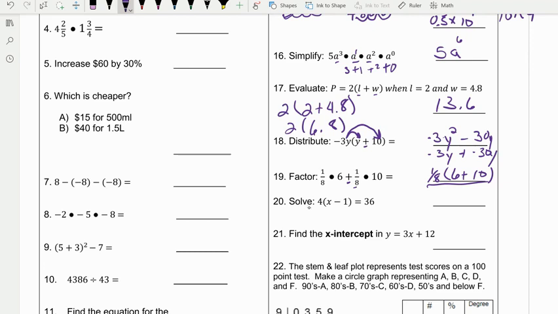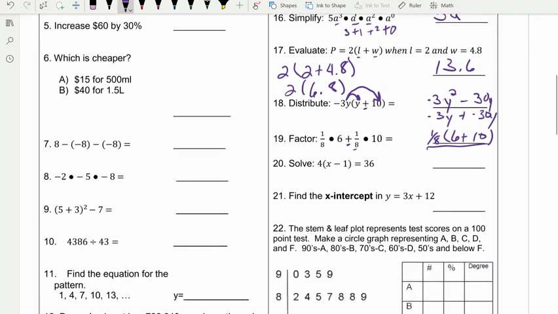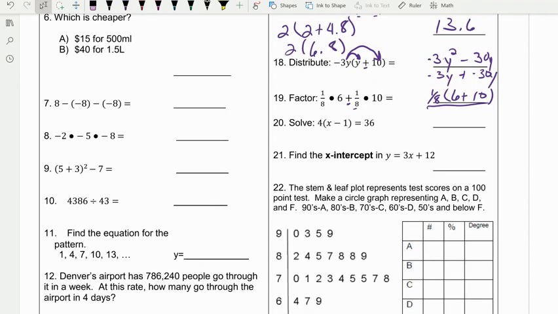All right, number 20, you are going to solve, right? So here we have multiplication, and we can get rid of multiplication by division. We can undo that, so we're going to divide both sides by 4. And so what that does is that gives me x minus 1 is equal to, and 36 divided by 4 is 9. Then if we add 1 to both sides, the 9 plus 1 gives me 10. So x is equal to 10.